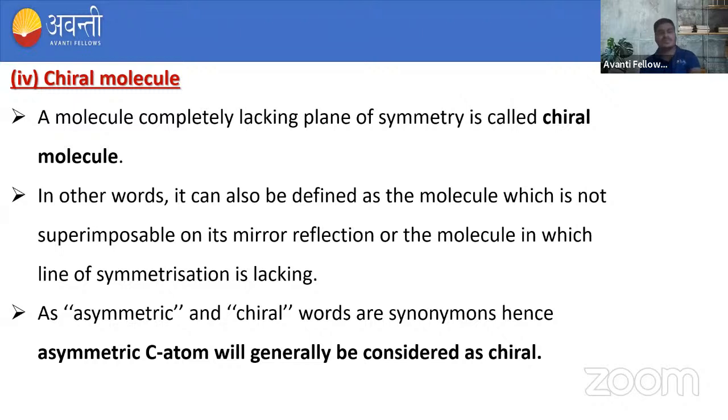Now, what is a chiral molecule? This term is very important if you learn about optical isomerism. So what is this chiral molecule? A molecule completely lacking a plane of symmetry is called a chiral molecule. In other words, it can also be defined as a molecule which is not superimposable on its mirror reflection, or the reflection in which the line of symmetry is lacking. Asymmetric and chiral are synonyms. Hence, an asymmetric carbon will generally be considered as a chiral carbon.